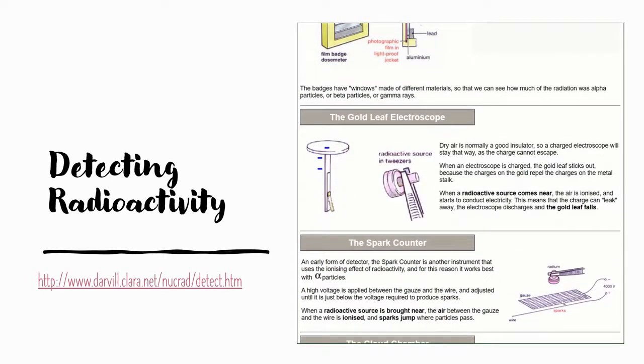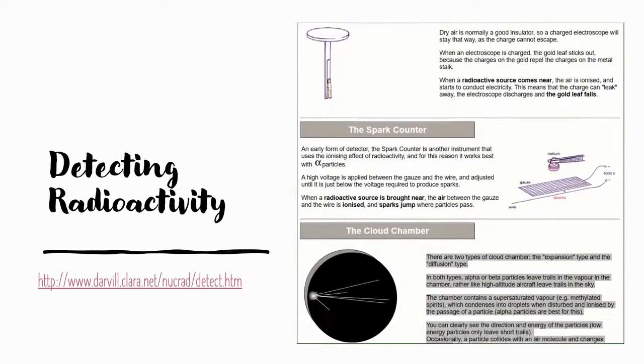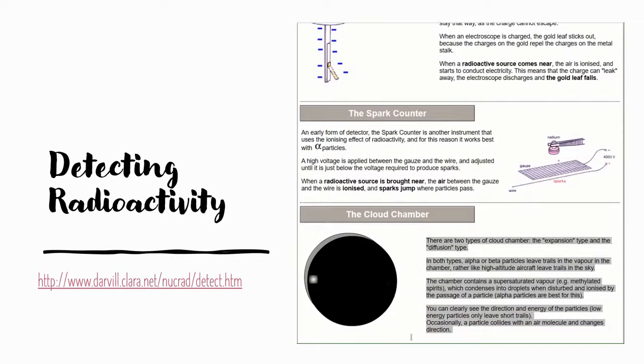The gold leaf electroscope is a piece of apparatus you might have seen in the lab. It can also be used to detect charge. The spark counter is a very old form of detector. Again, because it uses ionization, it works best at detecting alpha particles.